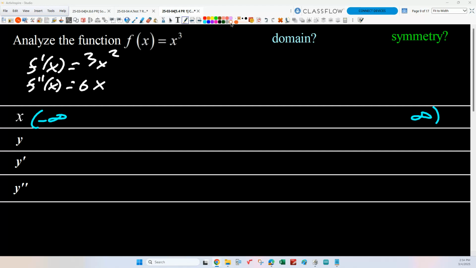Okay, where's our only first derivative critical number? 0, yeah. So at x equals 0, we have a 0 first derivative, which means what? Has to be a horizontal tangent. Let's try the second derivative test. What's the value of the second derivative at 0?